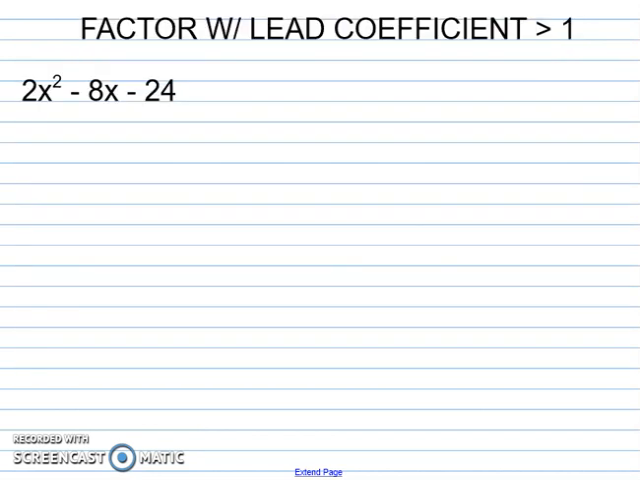So our first one is 2x squared minus 8x minus 24. So let's get started with solving that. Okay, so 1, find the common factors. So now I need to look at all of these and figure out what do they all have in common, right? And if you don't see it right away, you can always just come over and make your factor trees.